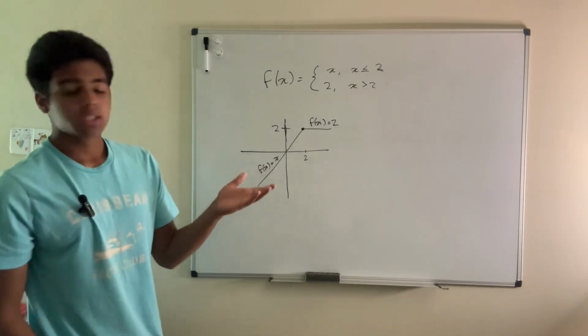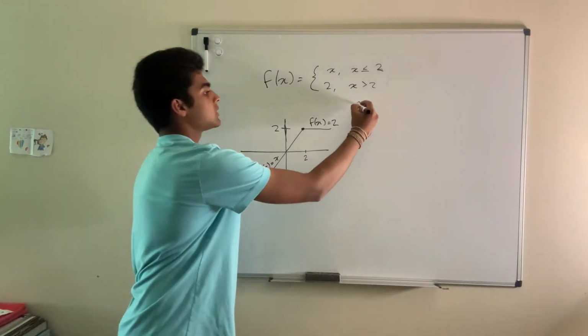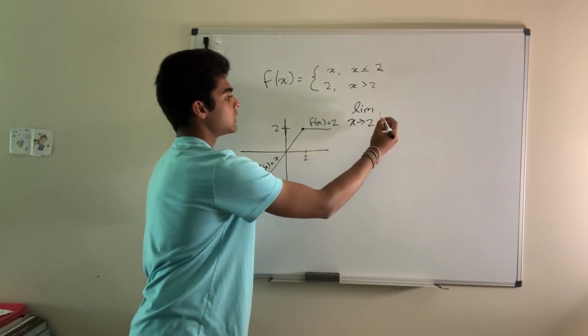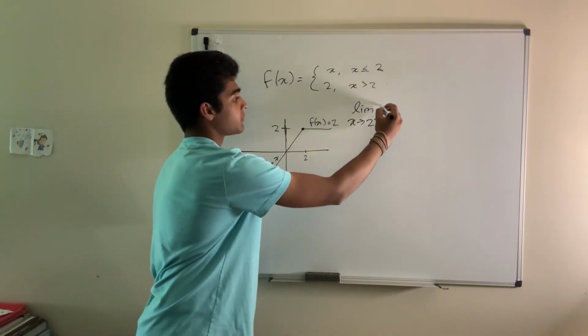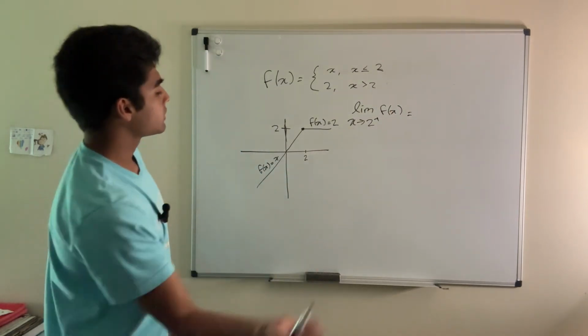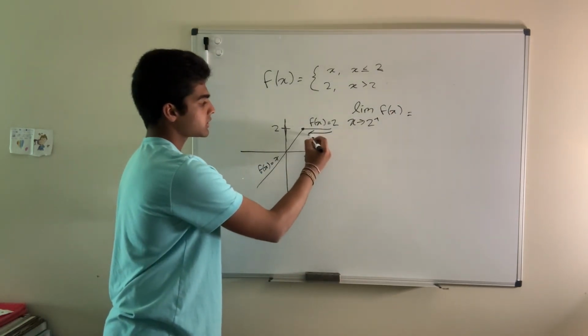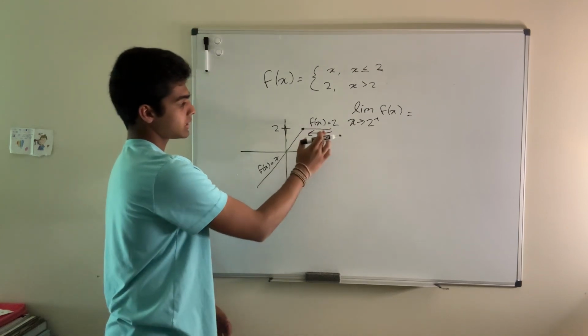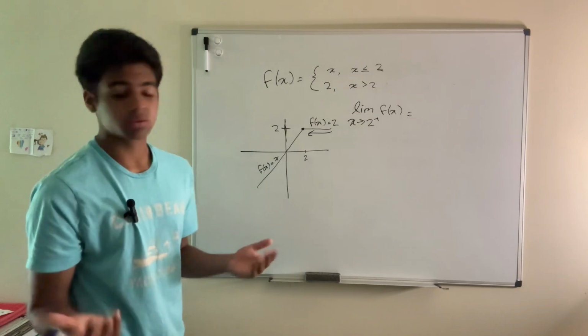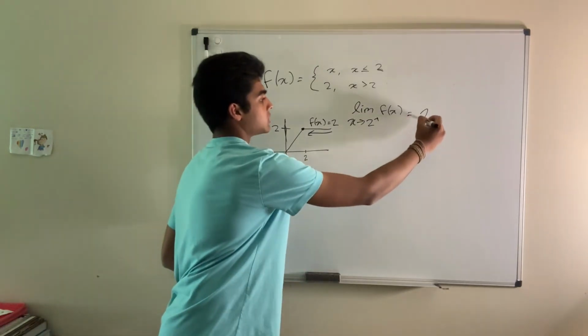So now we can do the same thing. Suppose we wanted the limit as x approaches 2 from the positive side of f of x. Well, if we come from the positive side, we're coming from this side, and we can see that this line approaches 2 because it's always 2. So this is going to be 2.